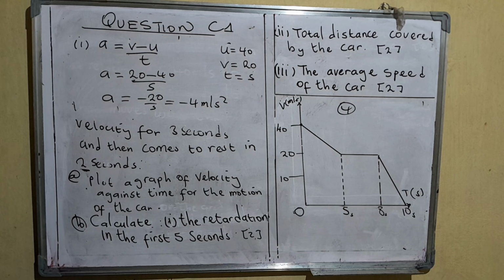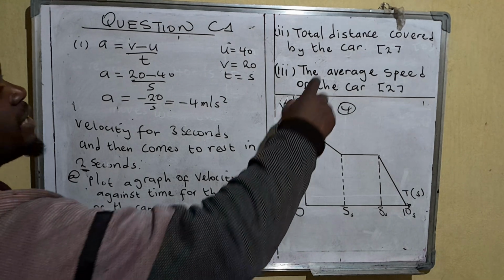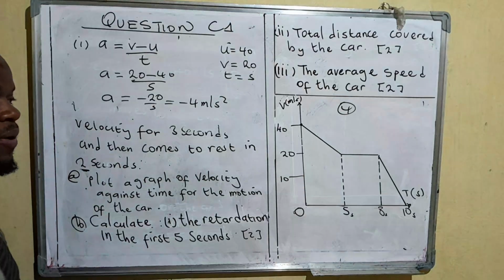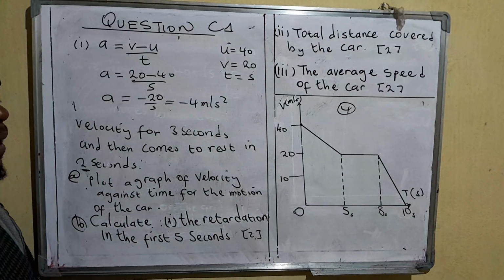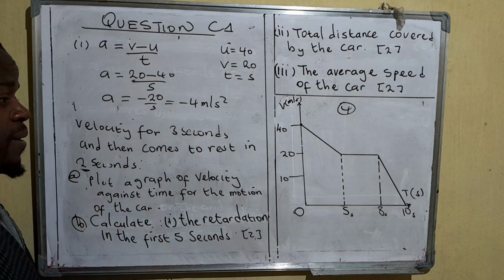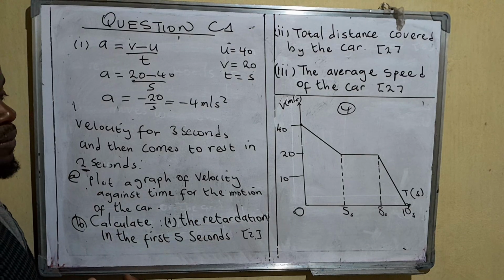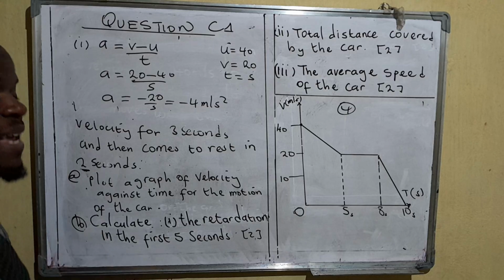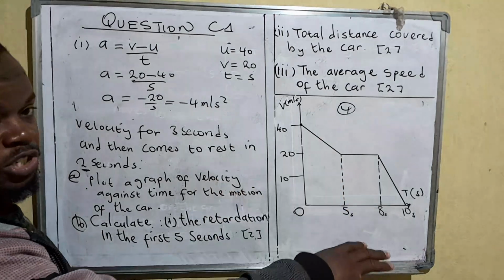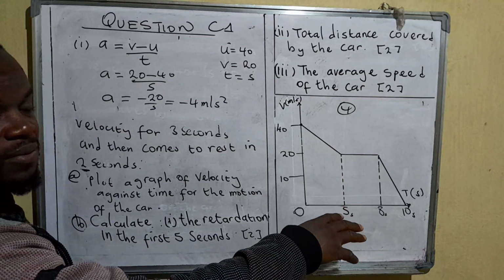Let's move on. They're saying calculate the total distance that was covered by the car. Now, whenever you have a motion time graph and you are asked to resolve the total distance that was covered by a particular particle, what you do is find the area under all those shapes that you can see, right?